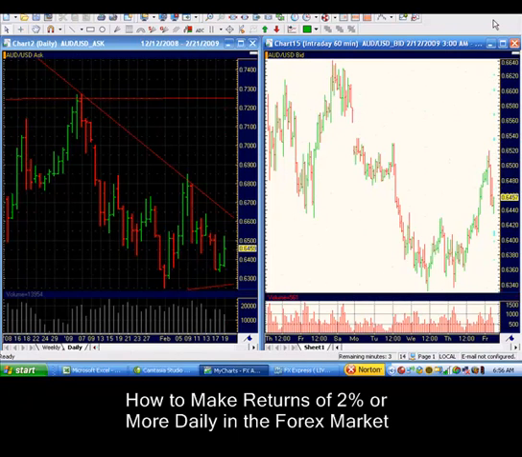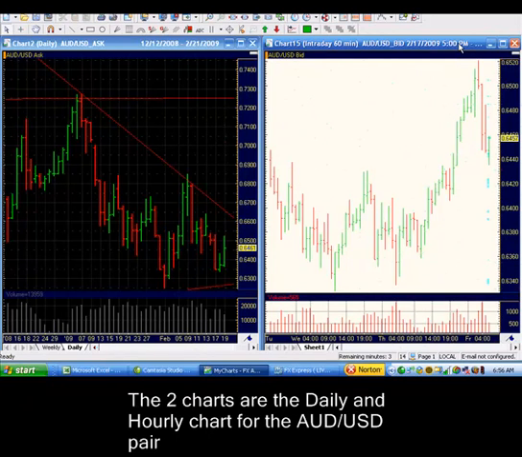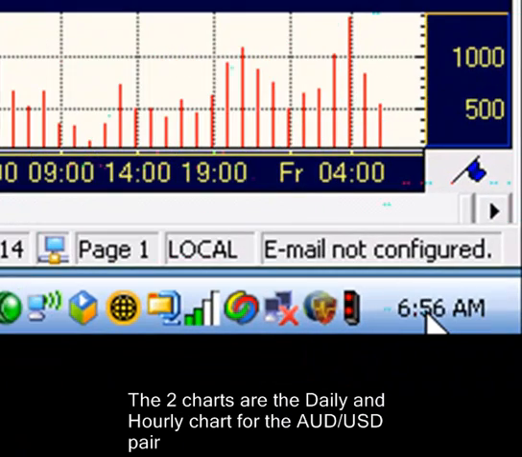Okay, here we are looking at our charts, and what I want to show you is a simplistic way on how we're going to make money in the market by using the 7-11 system. The reason why it got its name is down here. If I have a look down here, we've got a date stamp. It's February the 20th, 6:56 a.m.